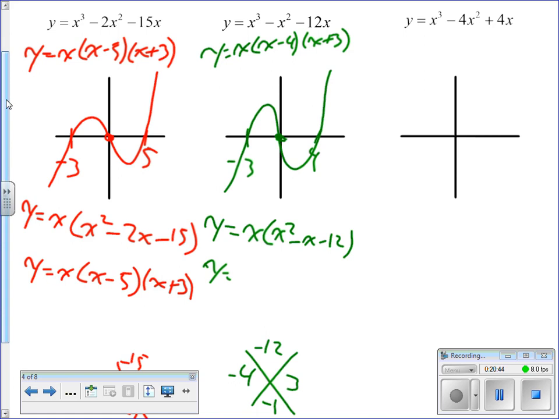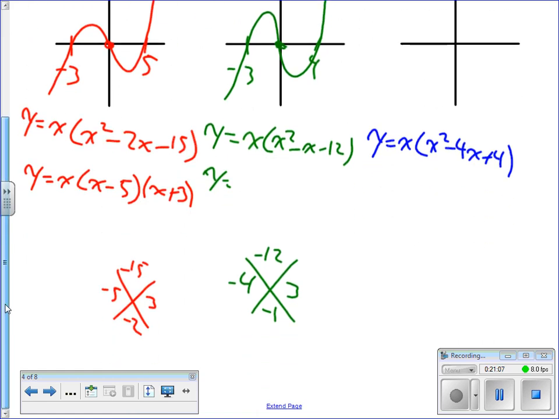Same thing, one more time, just to make sure you comprehend what's going on. My first step is to get my x out. Pull out the common x. Y equals x times x squared minus 4x plus 4. Ooh, this is going to be an interesting one. I like this one. This one's interesting.